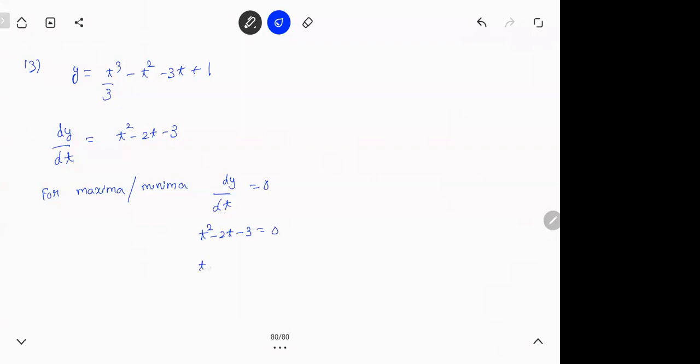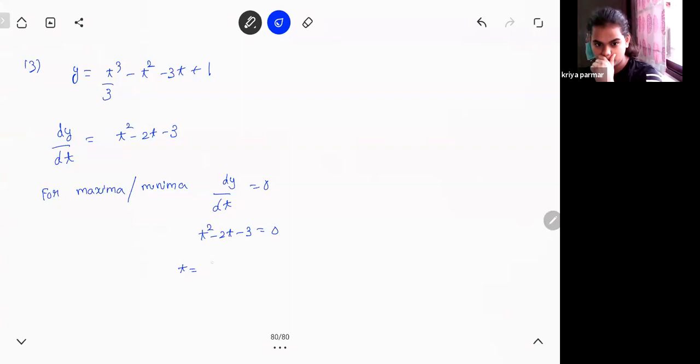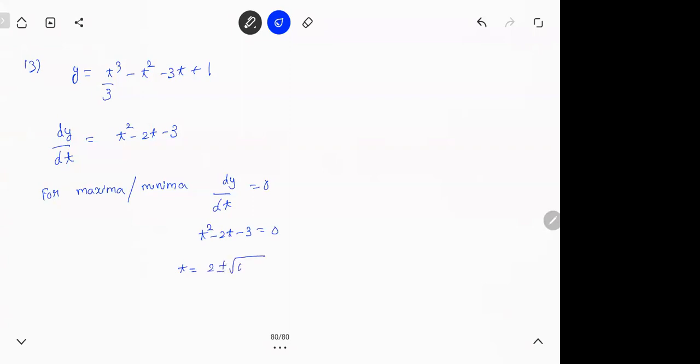This would be how much? t minus 3 into t plus 1. So we can always do this thing: minus b plus or minus root b square minus 4ac, by 2a. That is 2 plus or minus root of 4 plus 12, by 2. That is 2 plus or minus root 16 by 2, 2 plus or minus 4 by 2, 1 plus or minus 2. So t is either 3 or minus 1. These are the two roots. So if you see here, A and D options are gone. Only B and C are left.